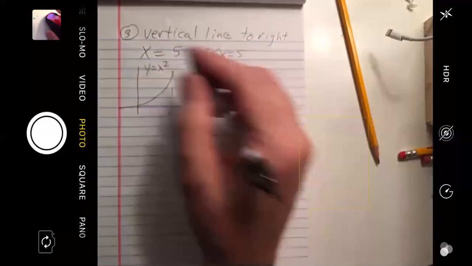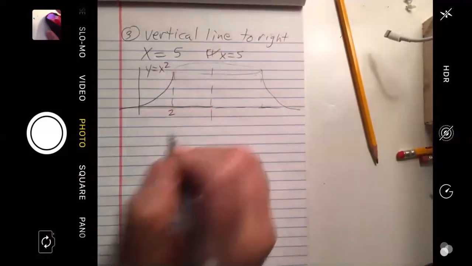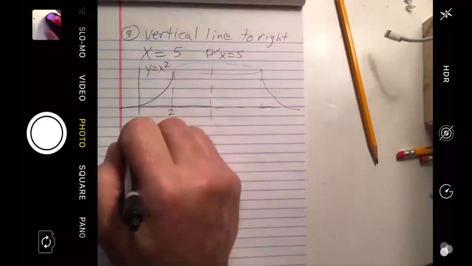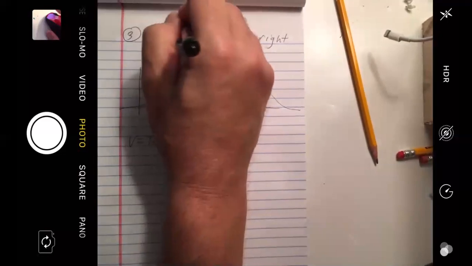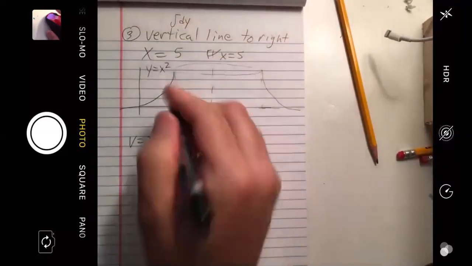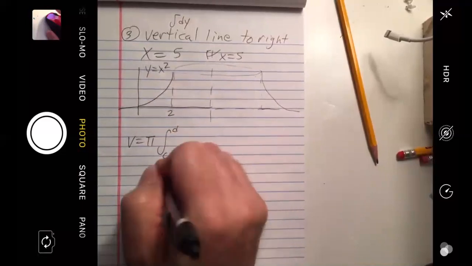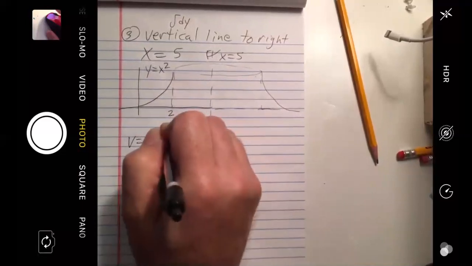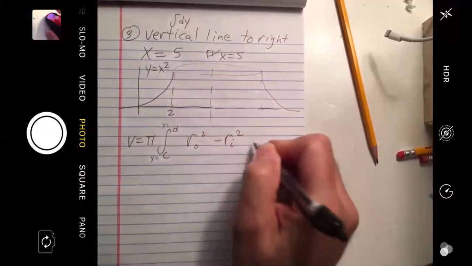Okay, vertical lines. I'm going to set up a similar thing. You're going to have pi. Vertical lines are integral dy. Integral, I'm going to use c to d because these are y numbers. Again, an r outer squared minus an r inner squared dy.